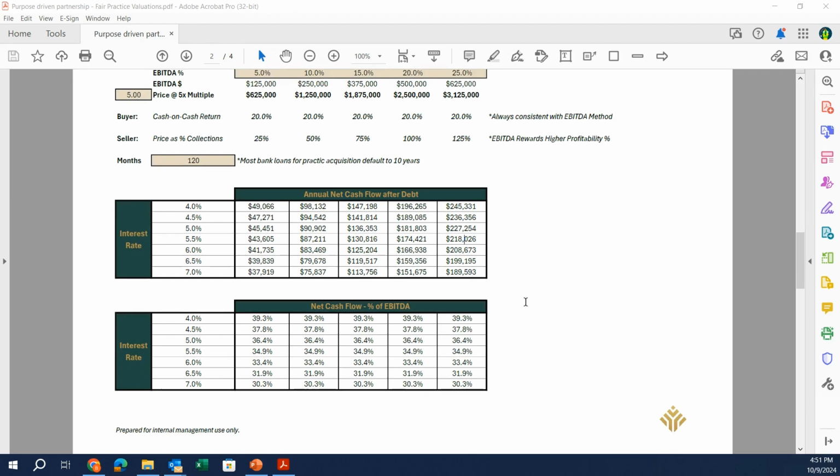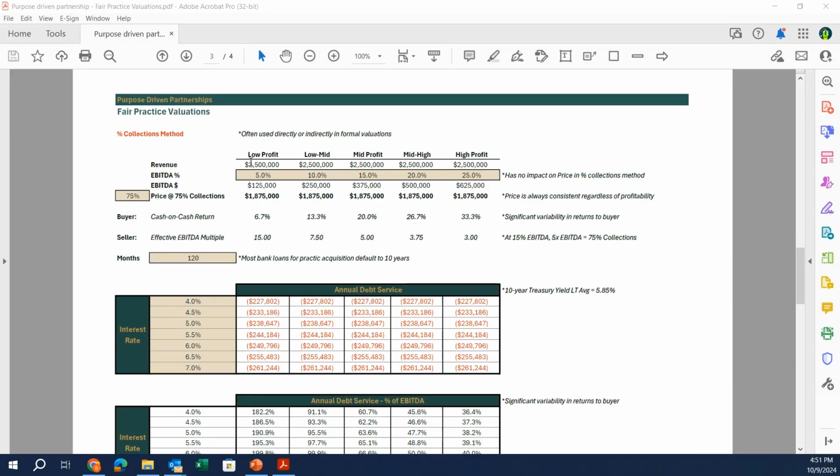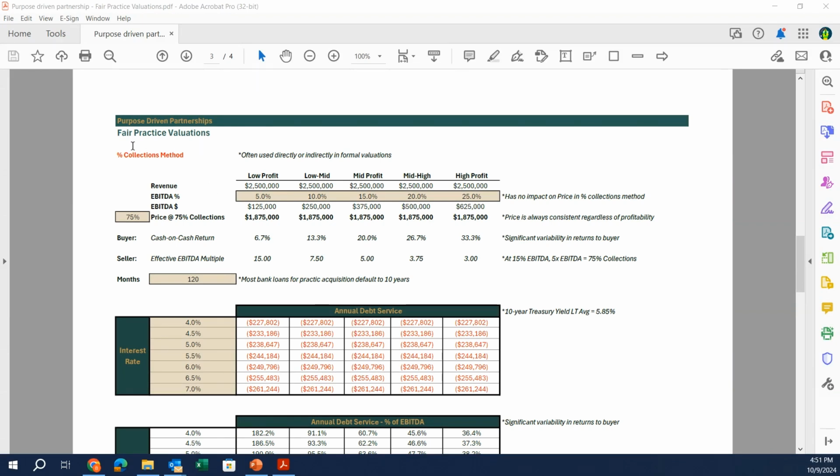Now let's contrast to the collections method. And why we're doing this is that often this is the method that is used directly or indirectly in formal valuations. If you're going to use an EBITDA method, as I just outlined, then you probably don't have to engage a valuation company at all. There are some firms out there that are doing valuations or analysis based on EBITDA for those practices that can't do it themselves. The two-a-terra reporting frameworks will position you to be able to do that yourself. So we're really talking about valuation companies not using EBITDA.